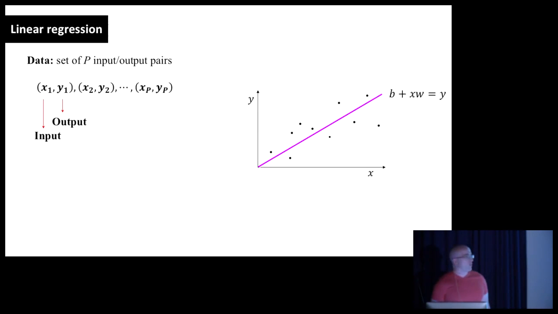Okay? The equation of that line, just to introduce you to some of the notation we'll use, we're going to use b as the intercept, where that thing crosses the y-axis. x is the input, and w is the slope of the line. And we want to find b and w so that b plus xw equals y fairly represents that data set.